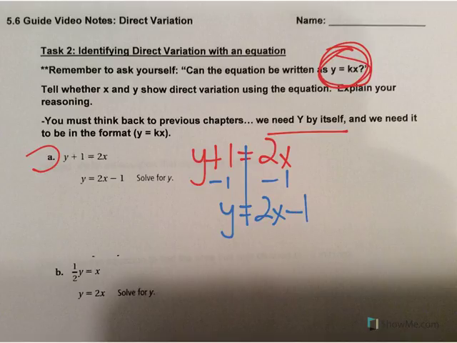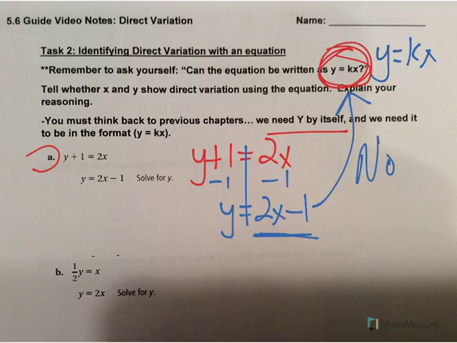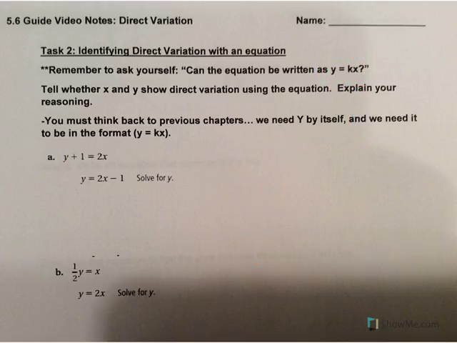We can't subtract 2x and 1 because they're not like terms. So the y is now by itself. There's nothing we can do to the right side to simplify it. So does this look like y equals kx? The answer to that question is no, because of the minus 1 at the end. In y equals kx, we can't have any plus or minus after it. So 2 is your k, x is your x. We can't have plus something or minus something after it. So this equation, when we got y by itself, is not in direct variation equation form.